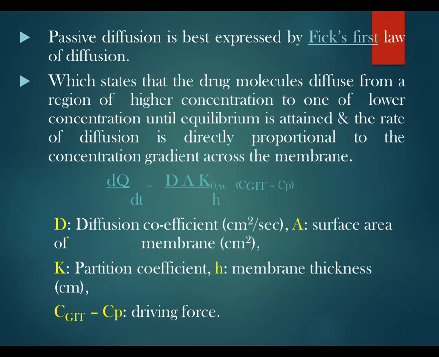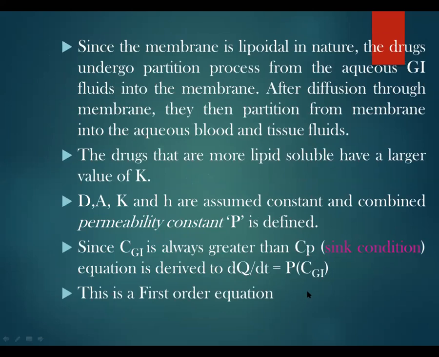If you look at the previous equation, even that Cp has been removed. So we are converting all this into a single constant and removing the Cp. Now your final equation is dQ by dt is equal to P into CGI. Let's see why the Cp has been neglected. This is because of the condition called the sink condition.